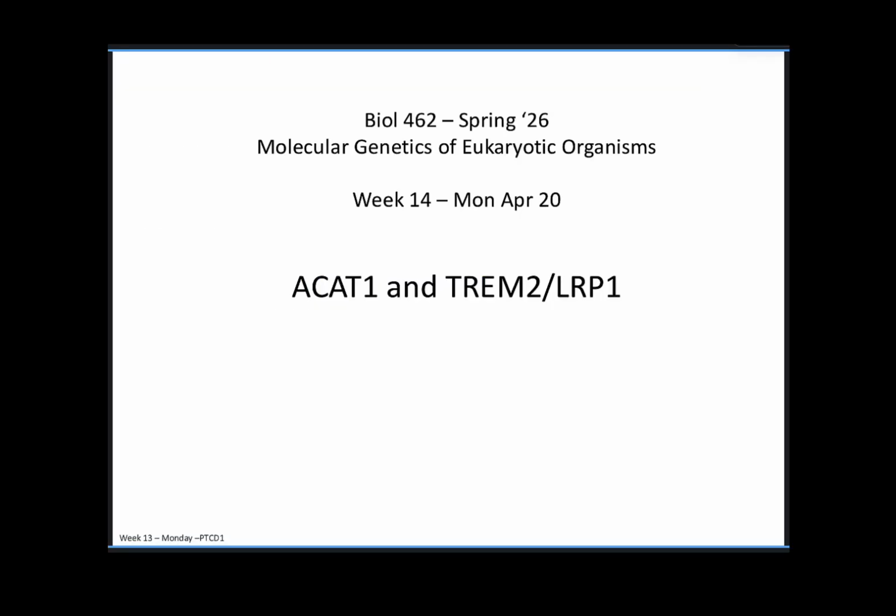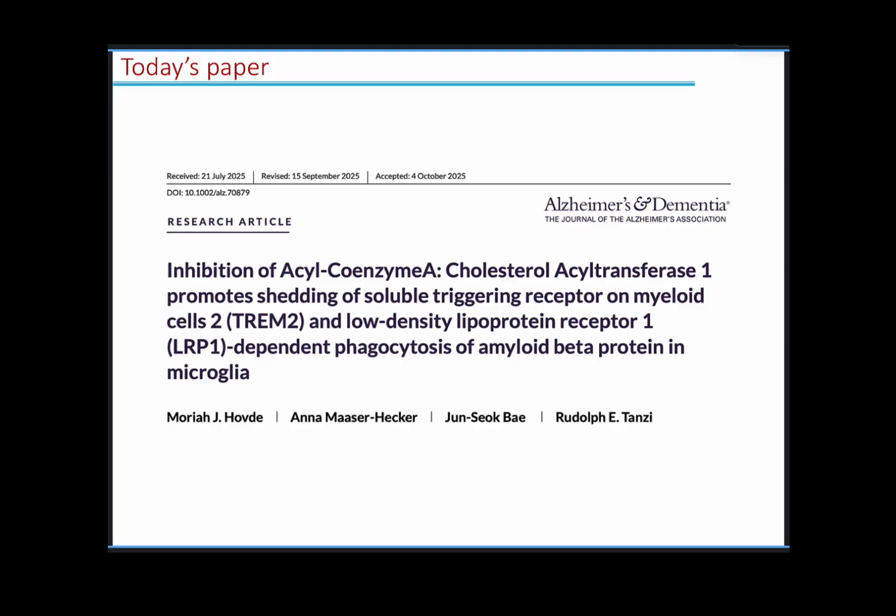Okay, so today we'll talk about this gene called ACAT1 and two genes that we've seen several times before, TREM2 and LRP1. The paper that we're discussing today is titled, and here's a mouthful, Inhibition of Acyl Coenzyme A Cholesterol Acetyltransferase 1, that's the full name of ACAT1, promotes shedding of soluble triggering receptor myeloid cells 2, that's TREM2, and low-density lipoprotein receptor 1, LRP1, dependent phagocytosis of amyloid beta protein microglia. All of that will make a little more sense towards the end.